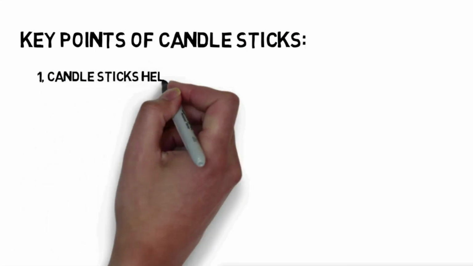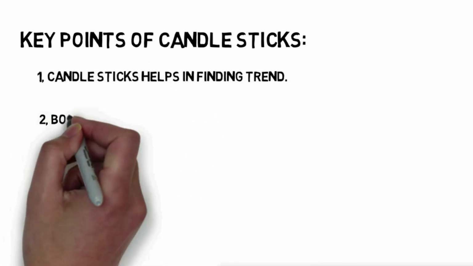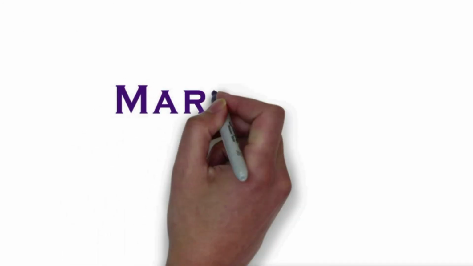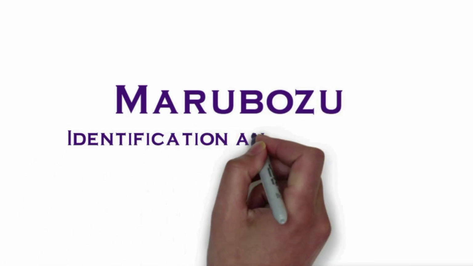This candlestick pattern helps in identifying the trends, observing the body and wick's length in the script. We can understand the psychological forces too. So, let us continue this series with a single candlestick pattern, Marubozu, in the next video.